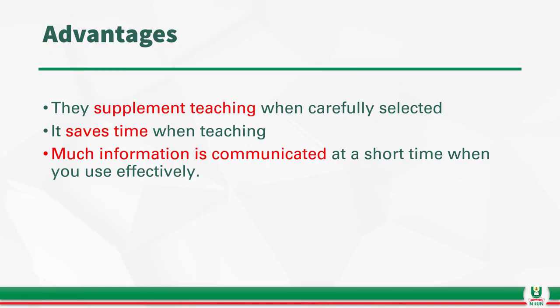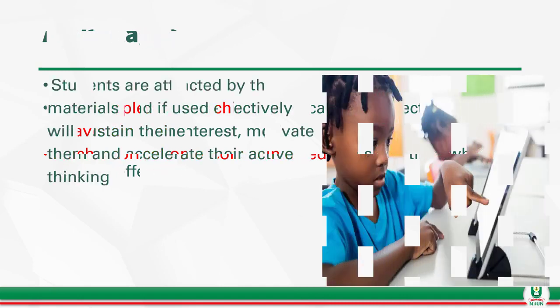Because if you don't use it effectively, you can't get the results you want, and you can't achieve the objective of that lesson. So when selecting an audiovisual instruction, you must make sure that you carefully select one and use it effectively, so that you'll be able to accomplish the set objectives of that particular lesson.